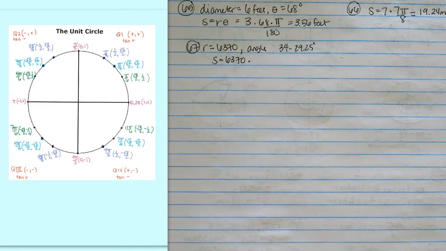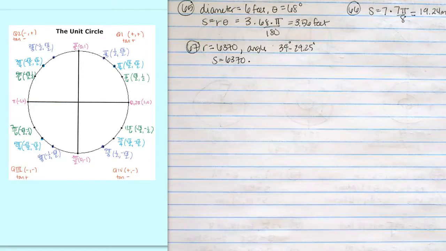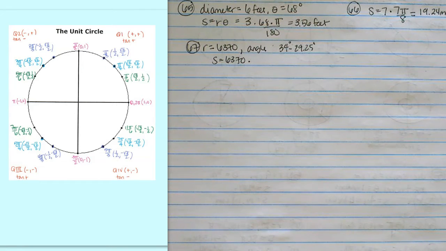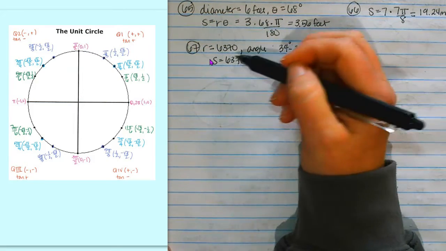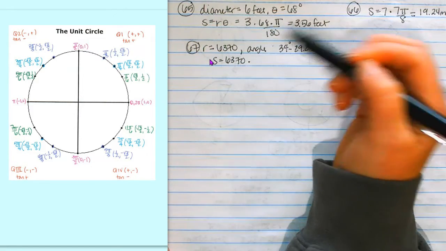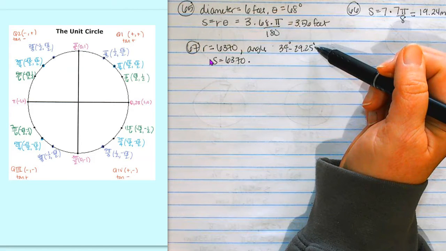For 67, there seems to be a whole lot of extra stuff in this problem, but basically we've got a radius of the Earth of 6,370. We have an angle measure of 34 degrees minus 29.25 degrees. We're saying that those two cities lie on the same longitude, which means that we can cut the Earth into some circle and they're on the same circle. But one of them is at 29 and one of them is at 34. And so we have to subtract them to find the angle measure. And then we're going to still multiply by 6370.